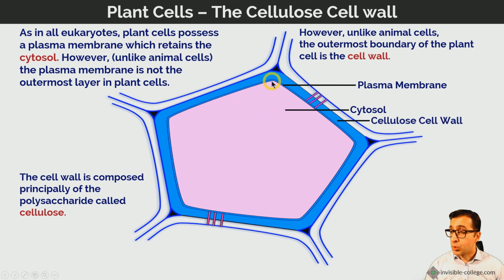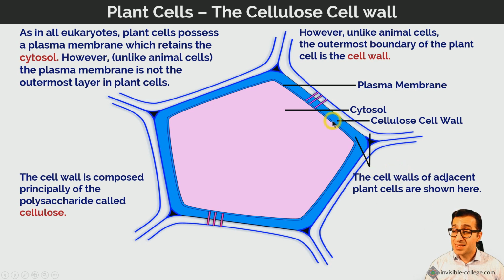And the cell wall is made up of a structural polysaccharide, a structural carbohydrate called cellulose. Now, some other types of cells also have cell walls. For example, fungal cells will have cell walls, but fungi, even though they are eukaryotes, have cell walls which are made up of a different type of material than cellulose.